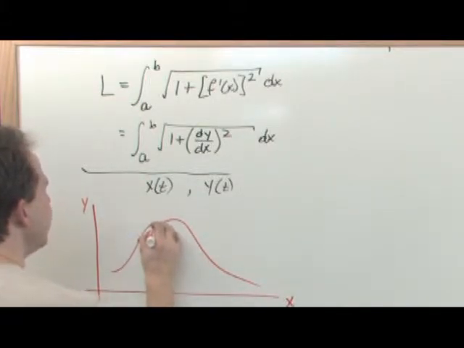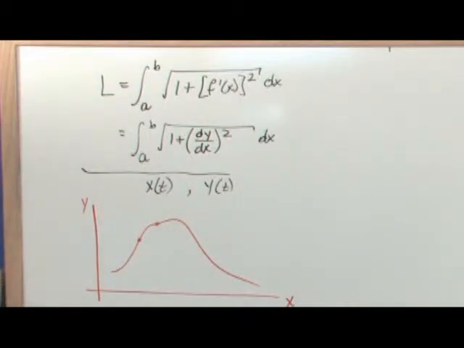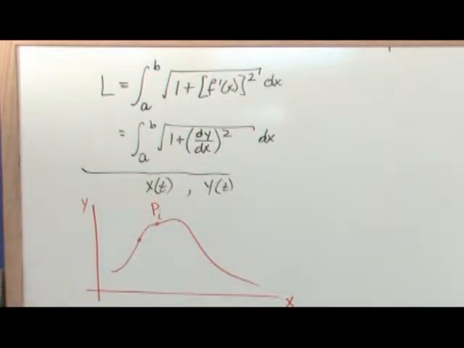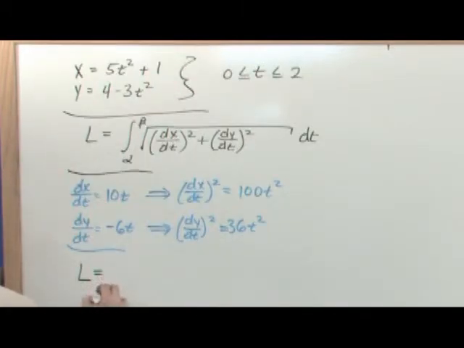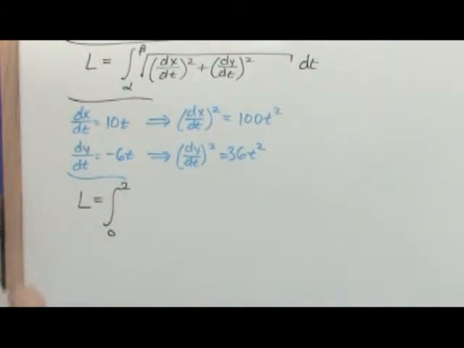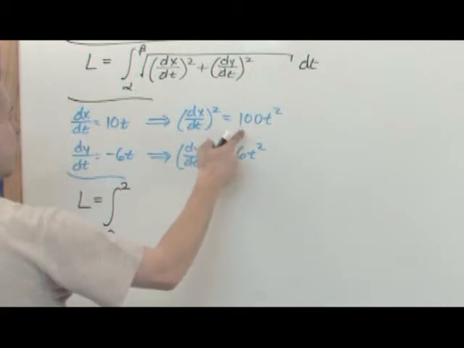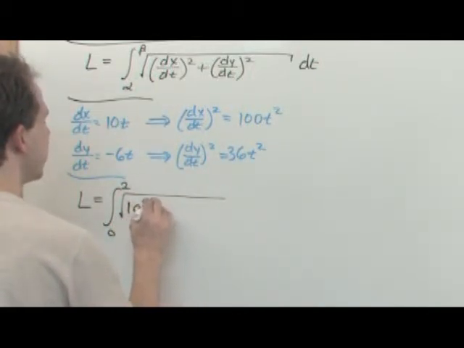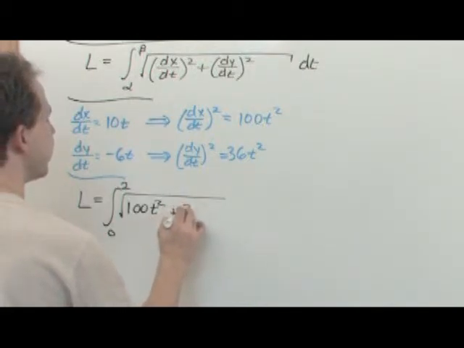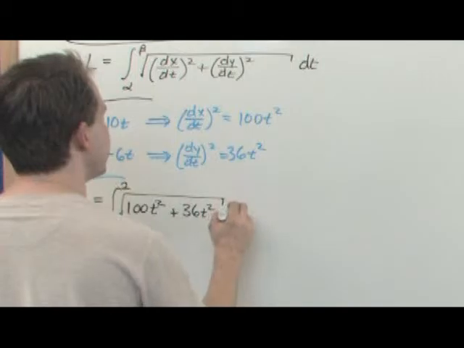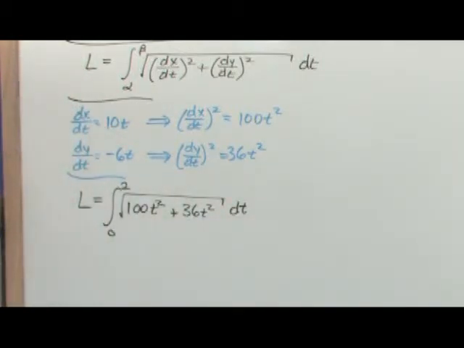We're going to look at 2 points, okay? And this point is going to be called P, and I'm going to call him P sub i just because he's the ith point. The length is going to be the integral from 0 to 2, because that's alpha and beta, okay, of the square root of dx/dt squared, which is 100t squared, plus 36t squared, because that's dy/dt squared, and we're integrating over dt, okay?